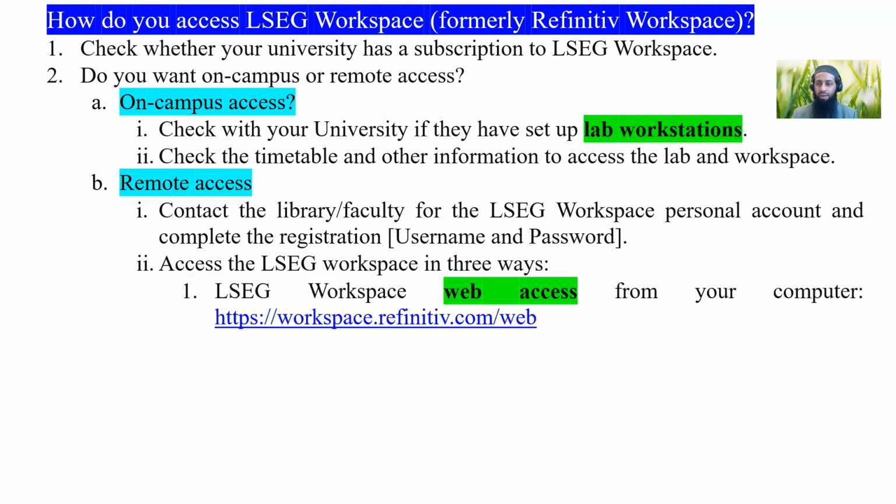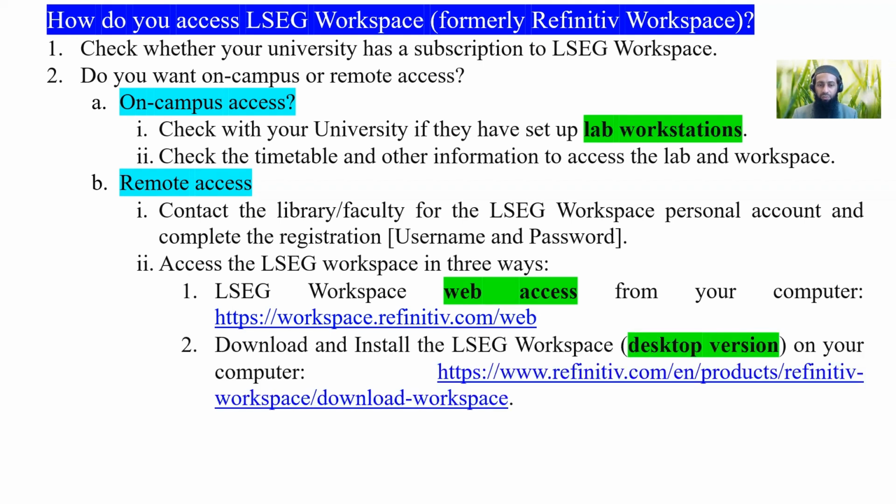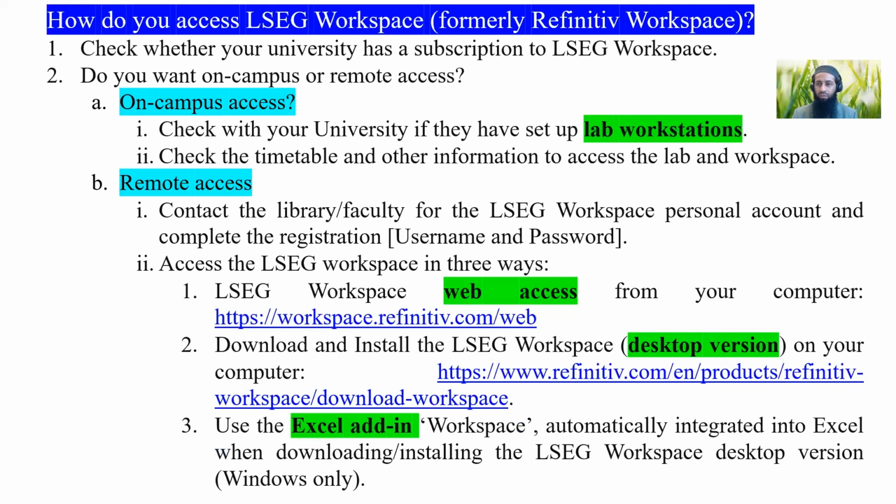The first option is the web access. Simply use the URL which is displayed on the screen, go to the web browser and access the LSEG Workspace on the web page. The second option is to download and install the LSEG Workspace desktop version on your computer. Use the URL that is displayed in front of you, go to the web browser and download the software, install it, and then use your username and password, which were given to you through your personal account. The third option is the Excel add-in workspace.